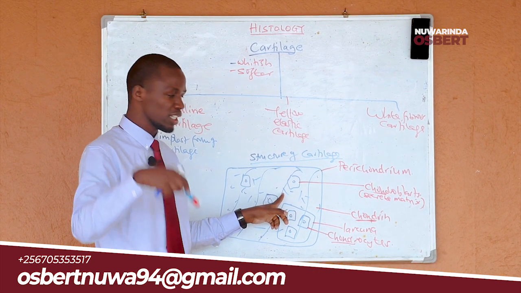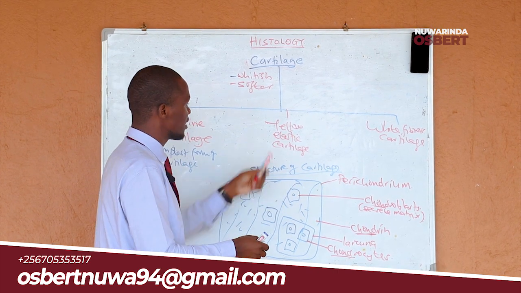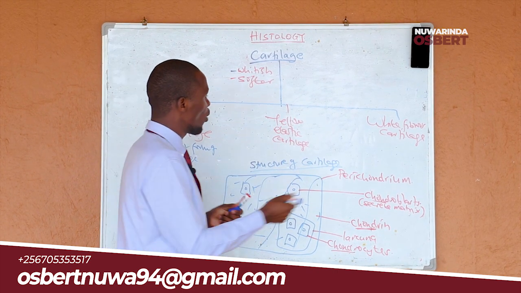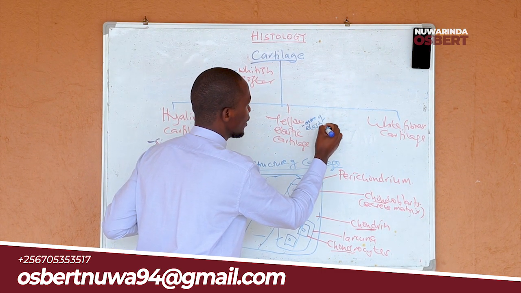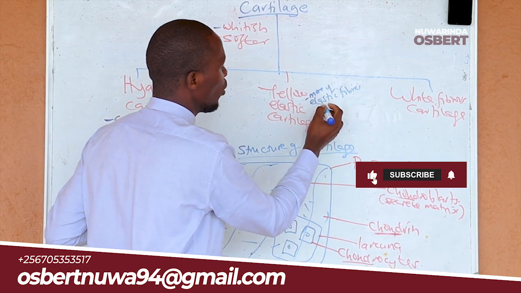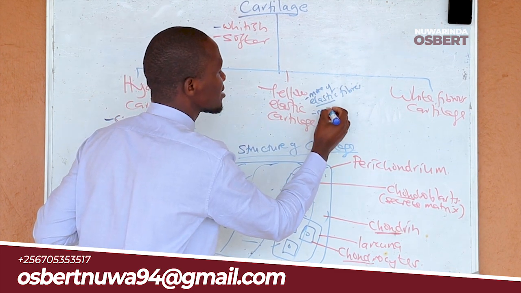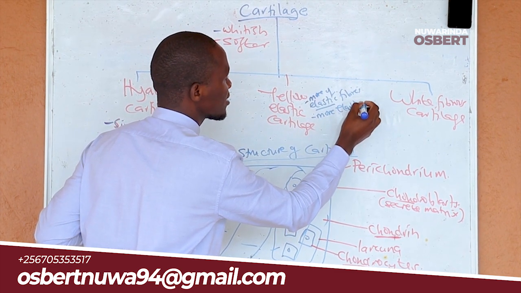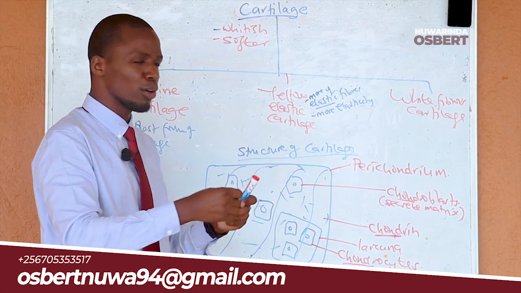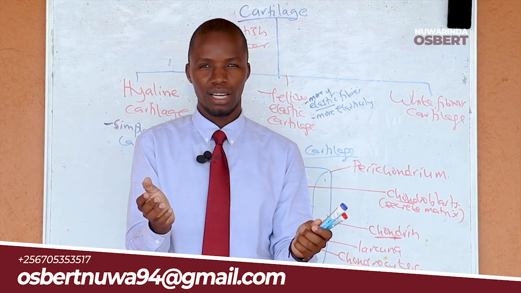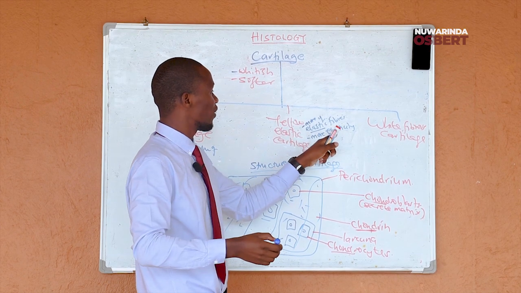Remember, I've told you that a connective tissue contains elastic fibers and collagen fibers. So in this yellow elastic cartilage here, the tissue has more elastic fibers. And therefore, we say these elastic fibers provide more elasticity. So it means where we find more of these elastic fibers, the cartilage is flexible. Why? Because elastic fibers provide elasticity.